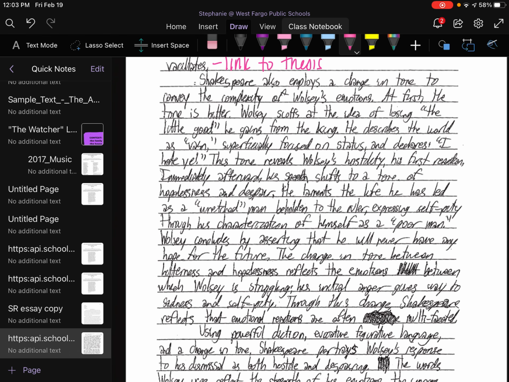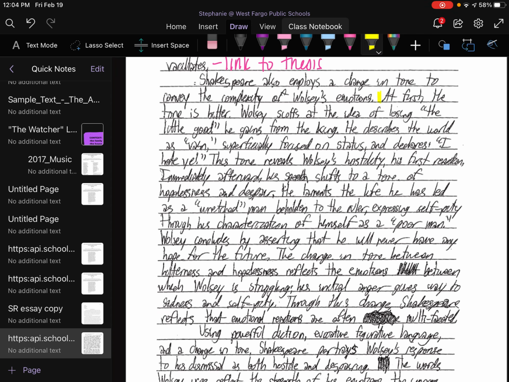All right, next paragraph. Shakespeare also employs a change in tone to convey the complexity of Wolsey's emotions. At first, the tone is bitter. Wolsey scoffs at the idea of losing the little good he gains from the king. He describes the world as vain, superficially focused on status, and declares, I hate ye.